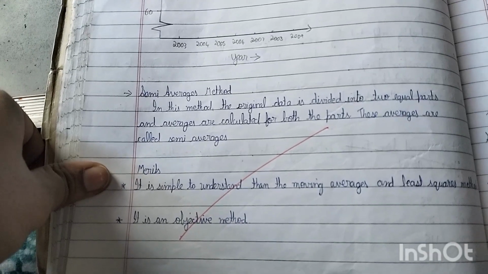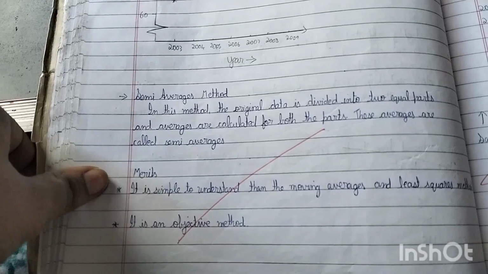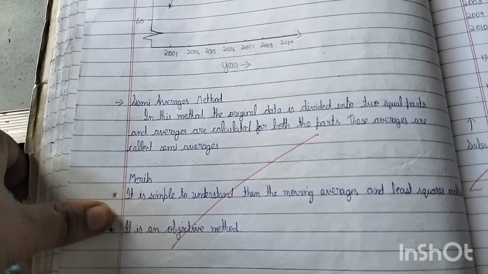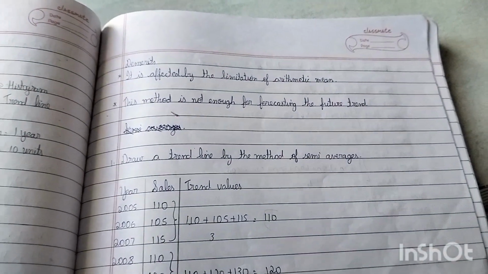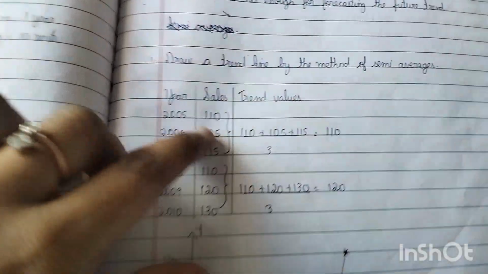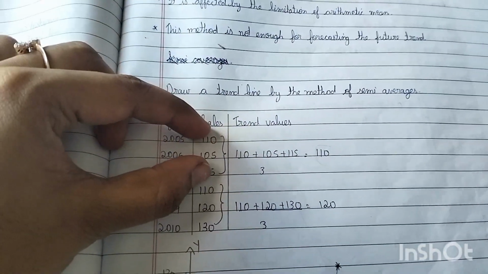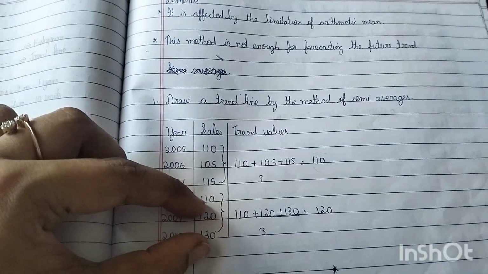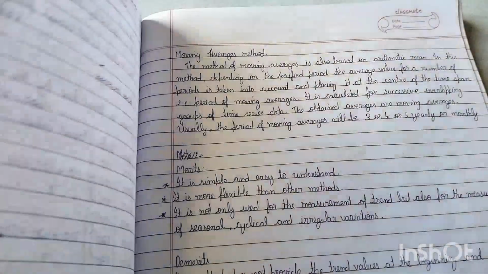Semi-averages. In this method, the original data is divided into two equal parts and the averages are calculated for both the parts. It is an objective method and it is simpler to understand than moving averages and least squares. So draw a trend line by the method of semi-averages. Here, exactly 6 values are given. You take 3 values and divide by 3. Take another 3 values and divide by 3. So that's 110 and 120.